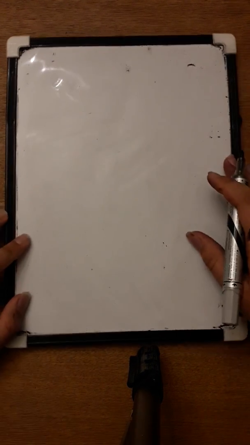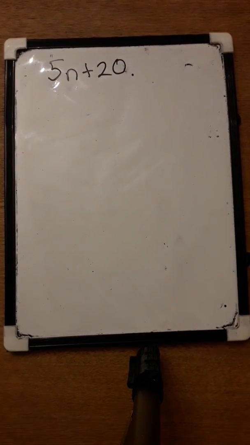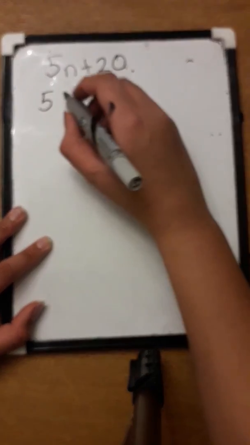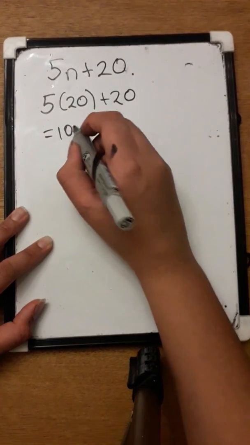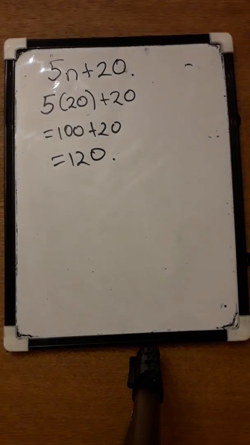So a question may state the expression, the nth term, so simply the expression of a sequence is 5n plus 20. Okay, they may say, what is the 20th term of this sequence? So what you do is you do 5 in brackets 20 plus 20, which equals 100, plus 20, which equals 120.